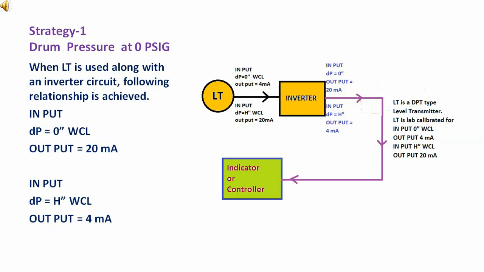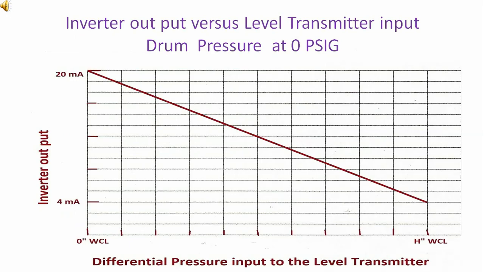When LT is used along with an inverter circuit, the following relationship is achieved. Input DP equal to 0 inch WCL, output is 20 milliampere. Input DP equal to H inch WCL, that is water column level, and the output is 4 milliampere. Here is the graph for inverter output versus level transmitter input at drum pressure 0 PSIG. Here we can see that inverter output is 20 milliampere for 0 inch water column level and inverter output is 4 milliampere for h inch water column level.